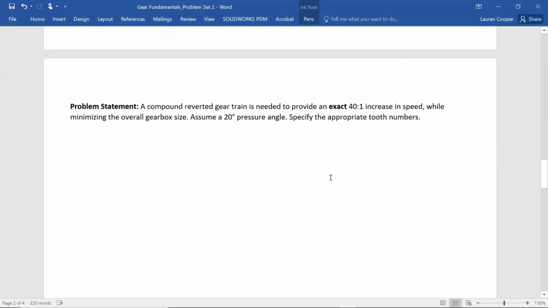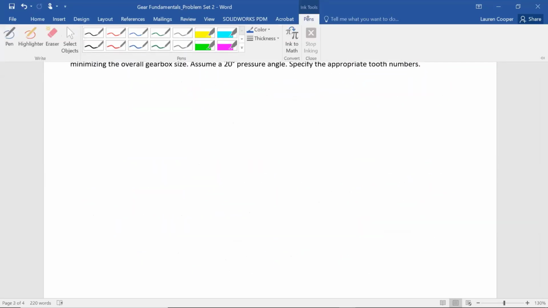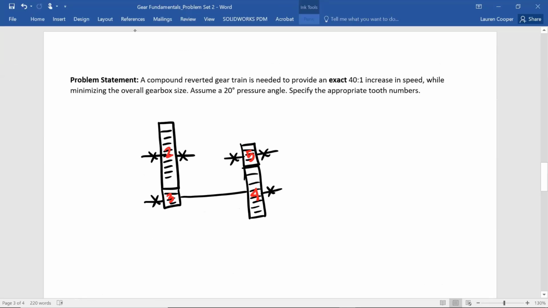Okay, now let's say we have to achieve an exact 40-to-1 increase in speed while minimizing the overall gearbox size. So I'm going to draw the same picture. We're adding on in complexity because now we don't have that wiggle room. So here what we're going to do is kind of interesting. We're going to take our gear ratio of 40-to-1, and we're going to split it up into two integers that are close in size to each other.